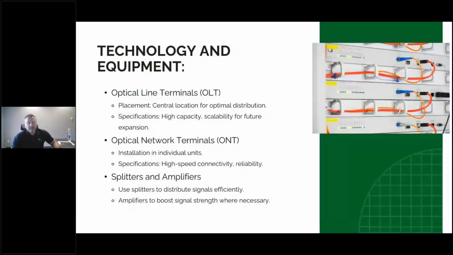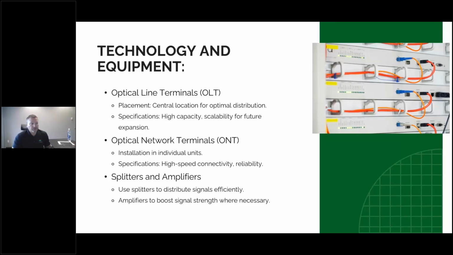The equipment and technology is basically our OLT, which is an optical line terminal. That's where we're terminating our fibers and passing it off to the ONT, which is the optical network terminal that installs in each individual unit. Our goal is always to get the ONT in the unit if we can. It's a better experience, you have control, and it gives you a fiber path all the way back to each individual user.